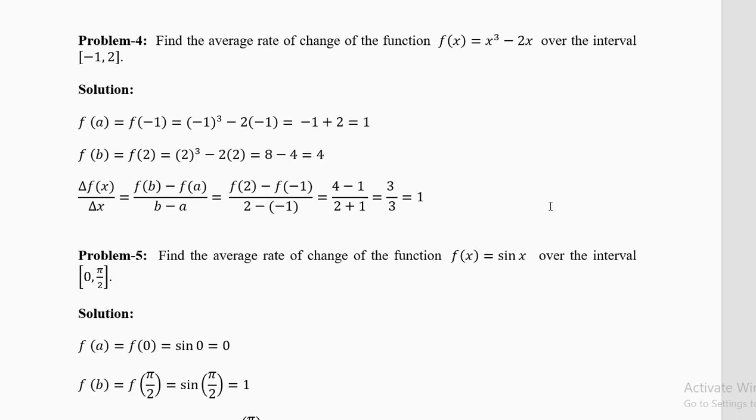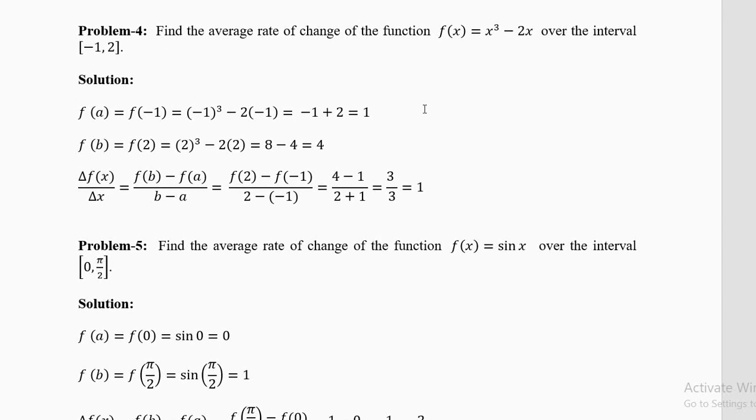Now let's look at question number 4. Find the average rate of change of the function f of x equal to x cube minus 2x over the interval minus 1 comma 2, a equal to minus 1, b equal to 2. Calculate f of a. F of minus 1 is minus 1 whole cube minus 2 into minus 1. Minus 1 whole cube is minus 1. Minus 2 into minus 1 is plus 2. Minus 1 plus 2 is 1. F of b is f of 2, which is 2 cube minus 2 into 2. 8 minus 4 is 4.